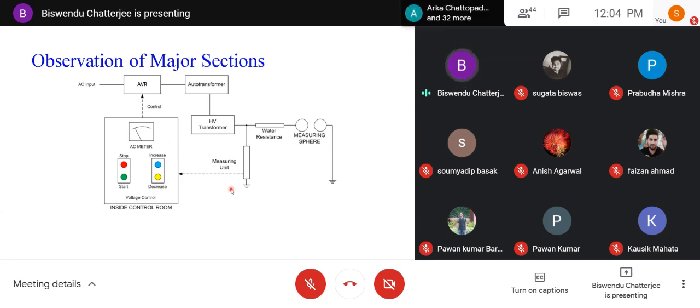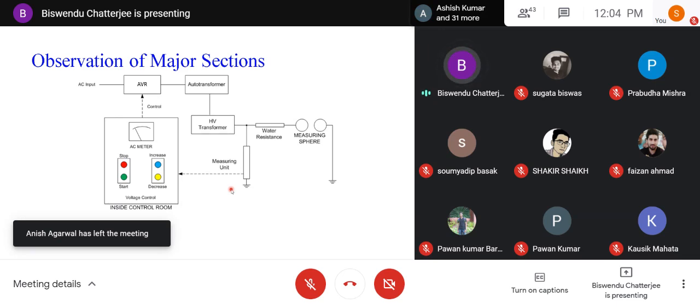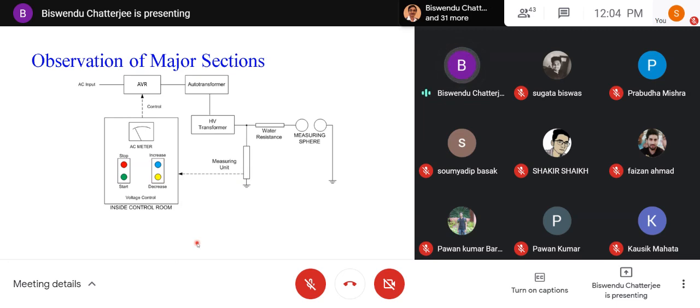Now let us see, according to the first objective, observation of the major sections in our laboratory. In our laboratory, if you draw the block diagram, there are two parts. Look at this very carefully. This part is inside the control room. All the meters and switches are inside the control room. What is a control room? Control room is a separated place. I repeat, control room is a separated place inside the laboratory which is shielded from any high electric field.